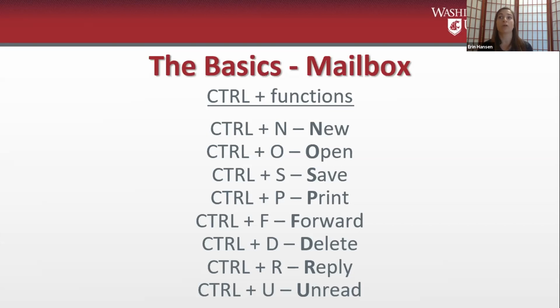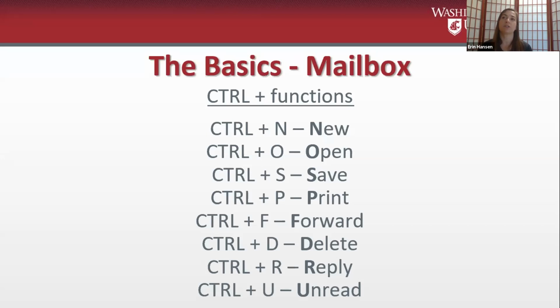O is to open, which in this case will open an email in a new window. S saves an email, P prints. Now, here's where we deviate a bit from the functions in Word. Whereas Control F is fine when you're in Word, when you're in your mailbox, Control F is going to forward an email. Control D is to delete an email, Control R is to reply, and Control U marks an email unread. So whereas when you're composing an email or a document, Control U is going to underline your text. When you're in your mailboxes, it'll mark something unread.